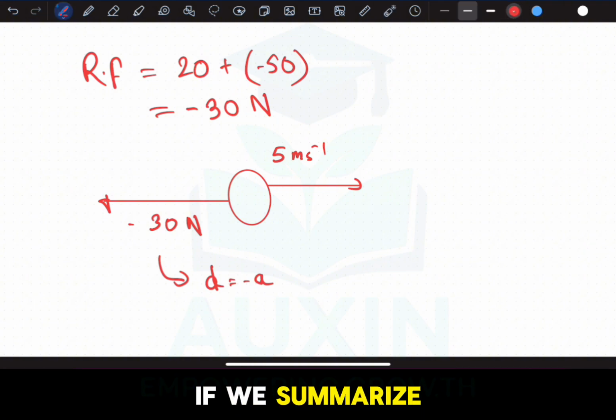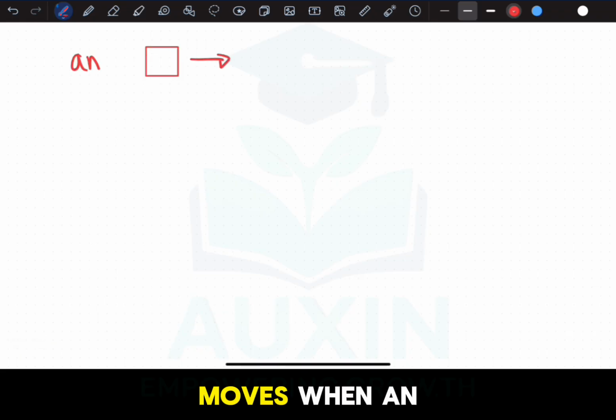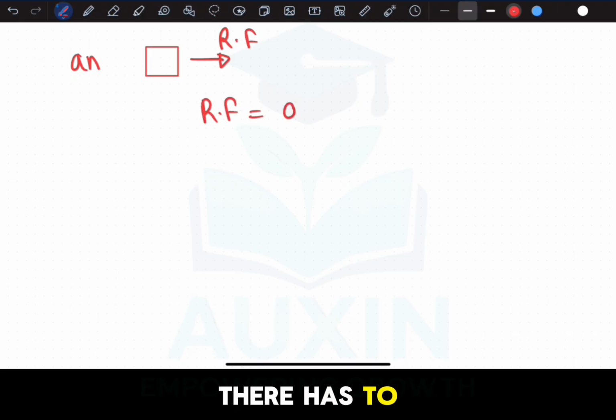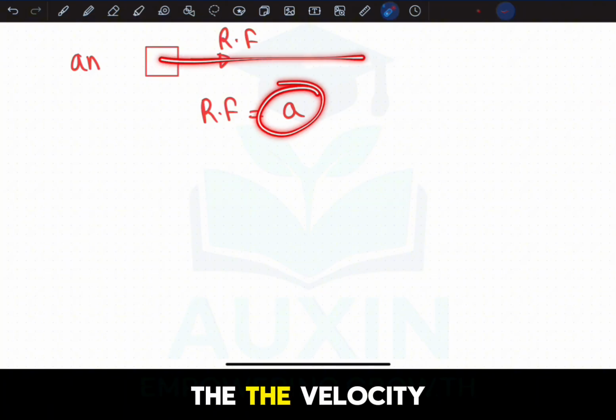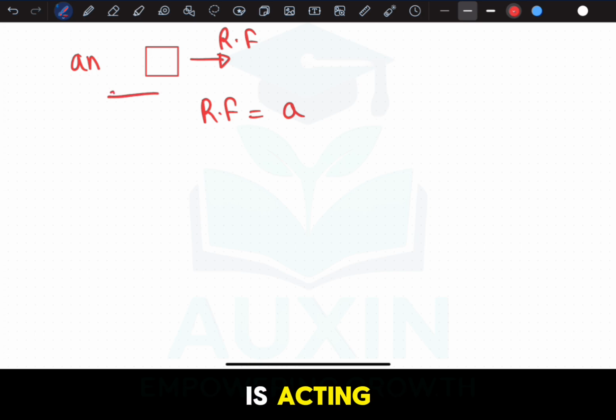So if we summarize this up, an object moves when an unbalanced force is acting on it. Unbalanced force or resultant force. So whenever there is a resultant force, there has to be an acceleration. And when there's an acceleration, the velocity of the object increases per second. And now, if the resultant force is acting opposite of the motion, the resultant force will be negative. Right? So does the acceleration.